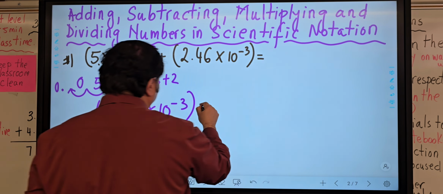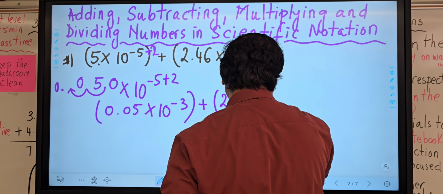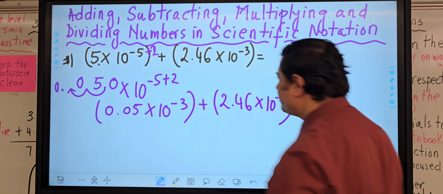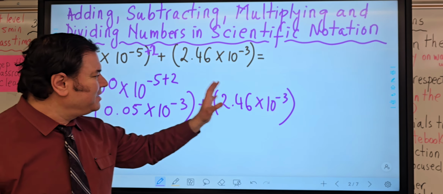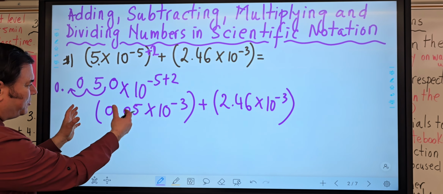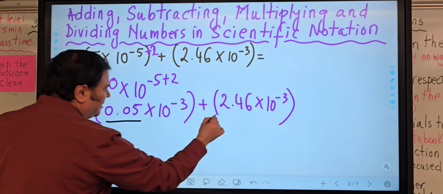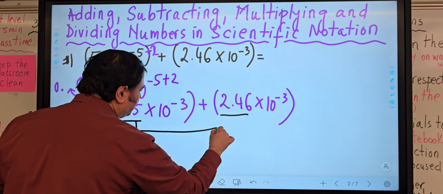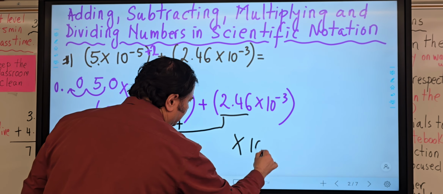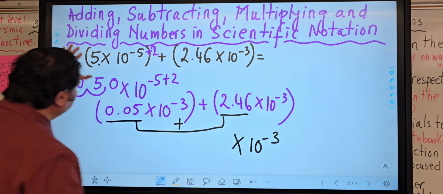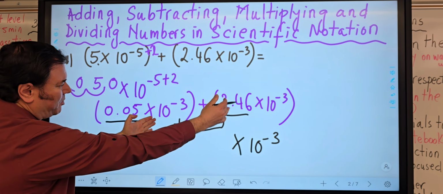And everything we have plus 2.46 times 10 to the negative 3. Now we can say that we have the same exponents. 10 to the negative 3, 10 to the negative 3, and now we just have to add the decimals and we get the final answer. Let's add those decimals now. Everything is going to be times 10 to the negative 3, because we did this change in the beginning, right? Now we have the exponents the same.